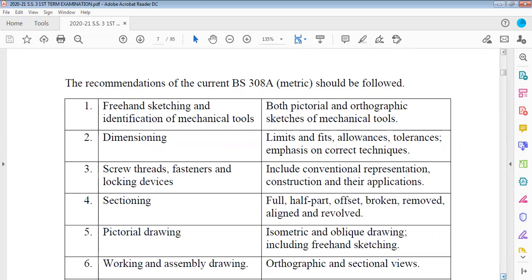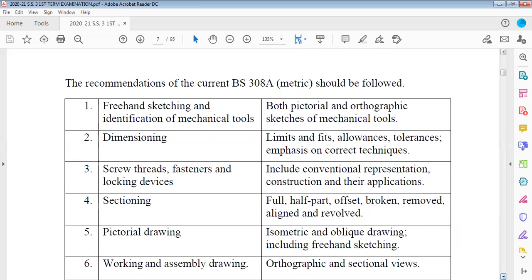Dimensioning. You need to learn dimensioning, most especially chain dimensioning and datum dimensioning. You need to pay attention to that. You must be able to identify or know the difference between chain dimensioning and datum dimensioning. You must be able to identify them and differentiate between them.